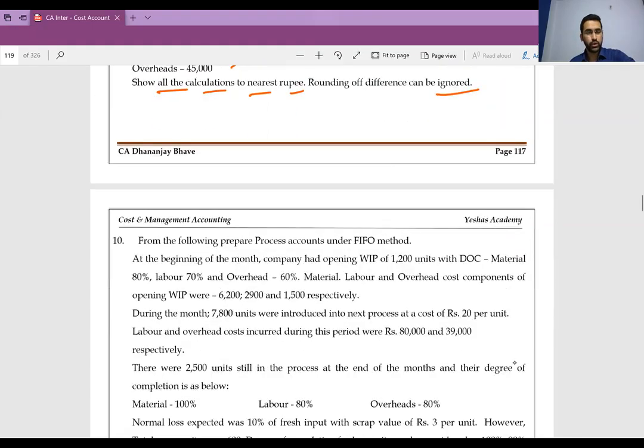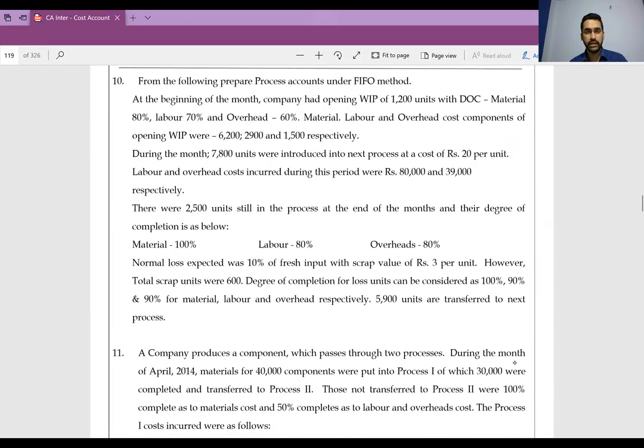Let's go back to the question book. Before I go to question number 10, I'll just see if there is anything in part B that I can give you as homework. Just give me a minute. I'll open part B.